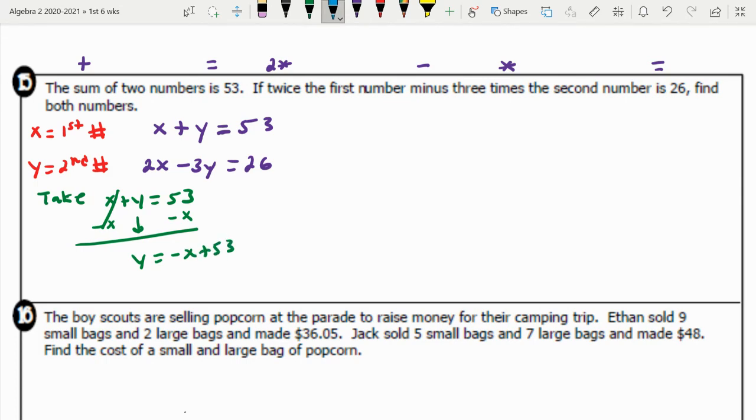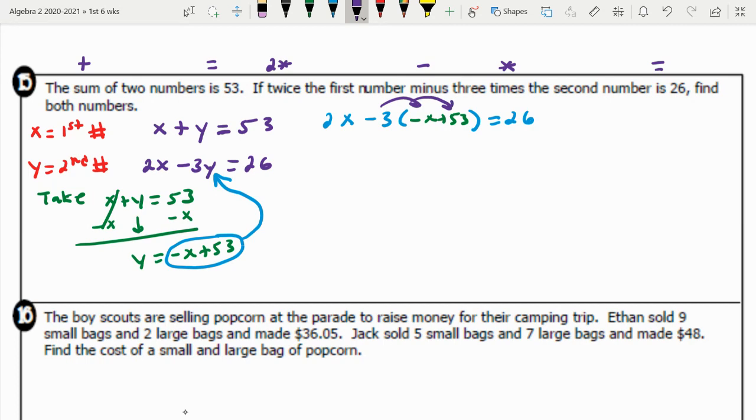Then I'm going to take this expression that y equals and plug it into y in the equation we didn't use, right there. So when I write this out, it's going to be 2x minus 3 times negative x plus 53, so I put it in there. It's going to equal 26. So what I'm going to have to do is distribute the negative 3 into both of these terms, and then combine like terms and solve for x.